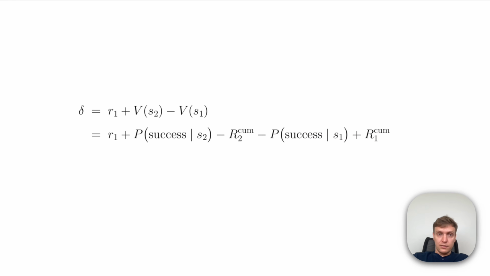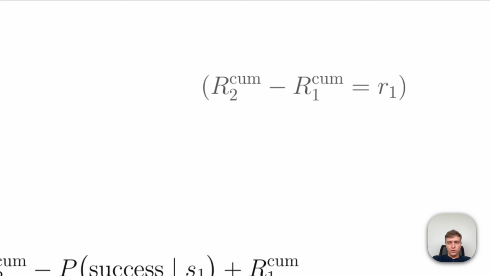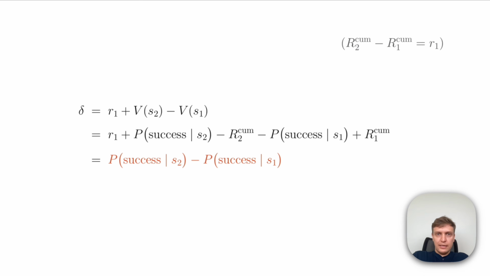Now let's try to compute this delta. So again, delta is just the reward that we just got plus the difference in value functions. We know the formula of the value function is just the success probability minus the accumulated return in both of the states. And then the difference of this accumulated reward between two states is simply the reward that we got between these two states. In this case, it's simply R1. So we can use it to simplify the formula even further. And the final formula for delta is simply the difference of success probability. So our delta equals success probability in state 2 minus success probability in state 1.